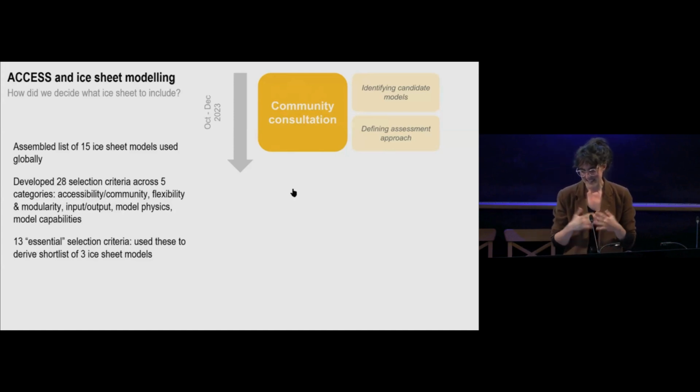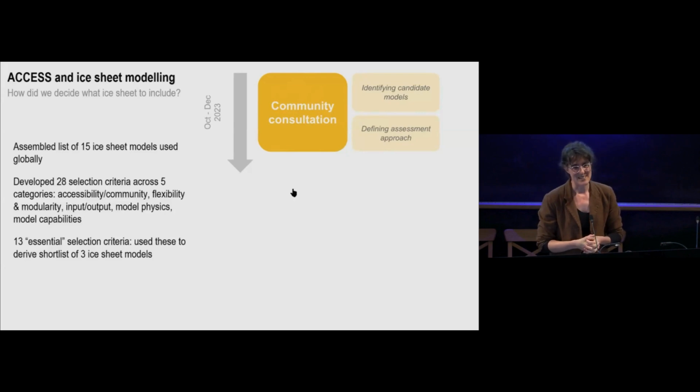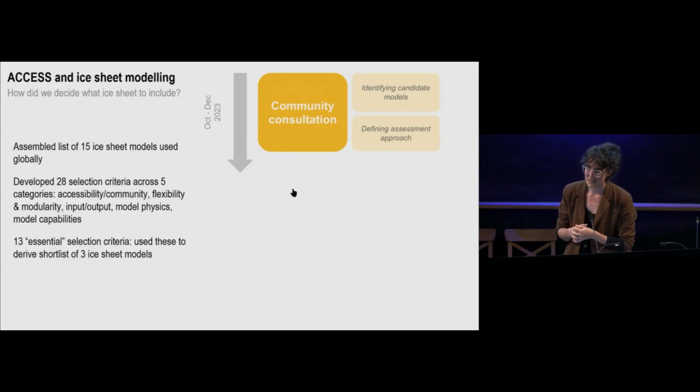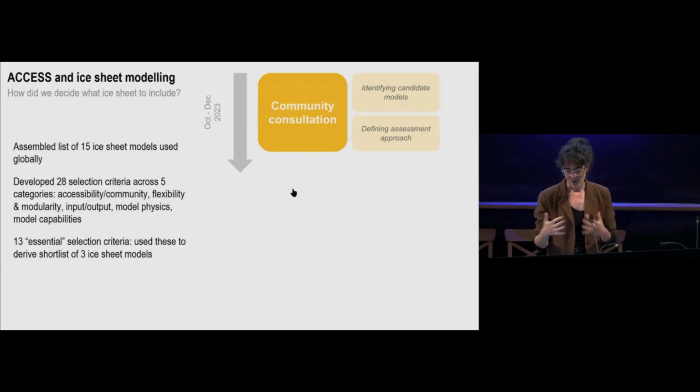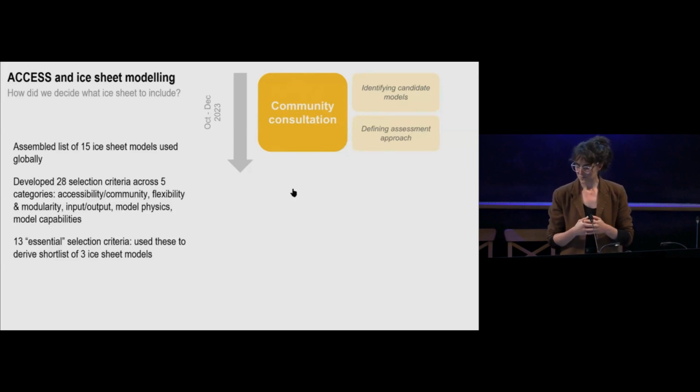We then developed 28 selection criteria across 5 different categories. And these were accessibility/community, so we're talking about what's the user base, how open is the development plan, how does that work within the Australian community, for example. Flexibility and modularity, which also includes not just some things around the numerics, but coupling with other components of the Earth system. Input and output, including initialization methods, and you'll see in a few slides that that's really important for ice sheet models. And then model physics and model capabilities.